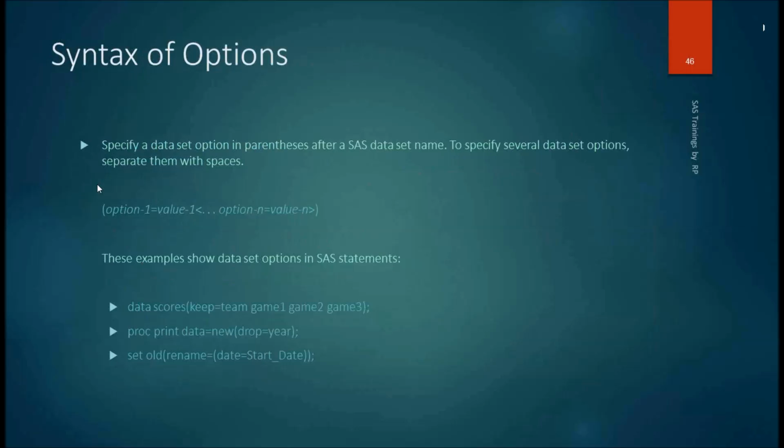If you see the syntax of options here, it is option equal to a variable list or a specified task. So if you see the examples here, I am keeping the variables by using the keep dataset option followed by equal to, keep equals a variable list separated by spaces, and the drop option and the rename option.